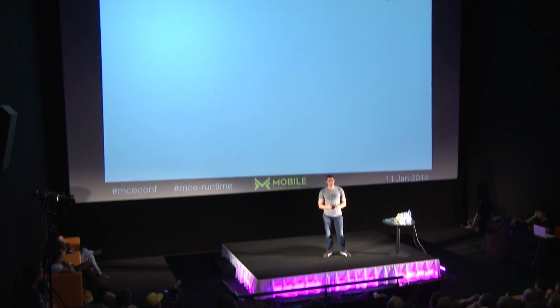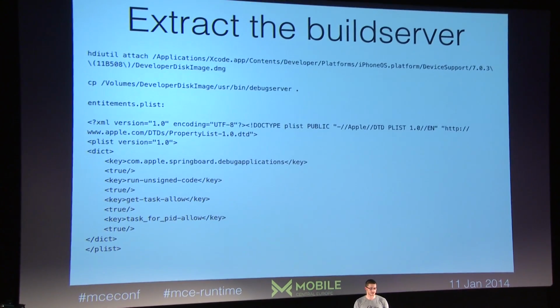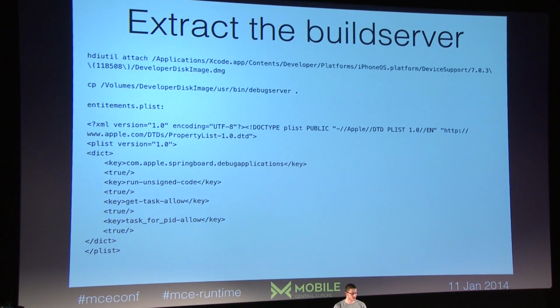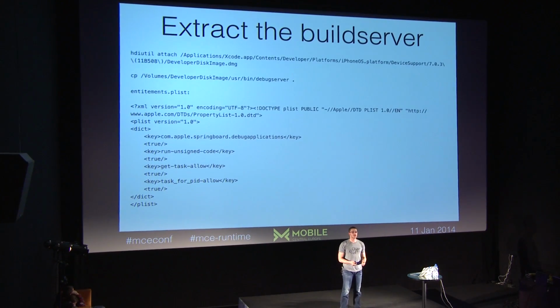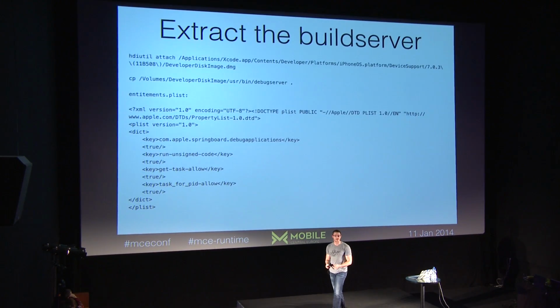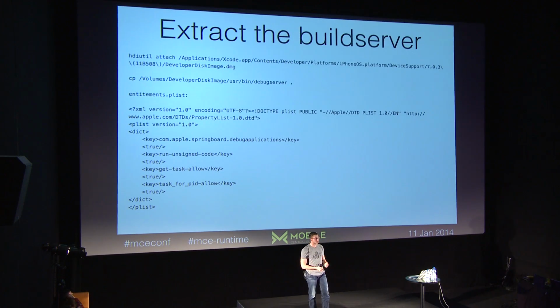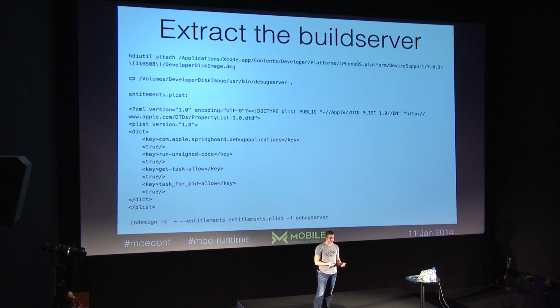So you need a binary called debugserver, which is hidden in some really long path in a disk image on your Mac. You need to copy it somewhere else. Then you need to write an entitlements file, which has some specific keys, like SpringBoard debug applications and run unsigned code. There's no way you could figure it out without other people having already worked on that and written examples. And you need to sign that binary with those entitlements. So to have it code signed and changed, and then you copy that changed binary again via SSH from your Mac to your iPad.